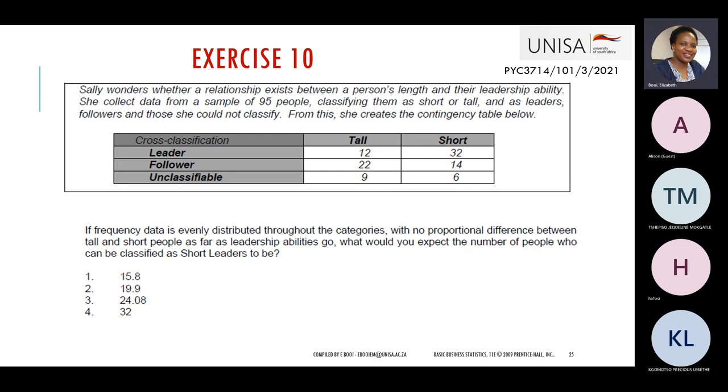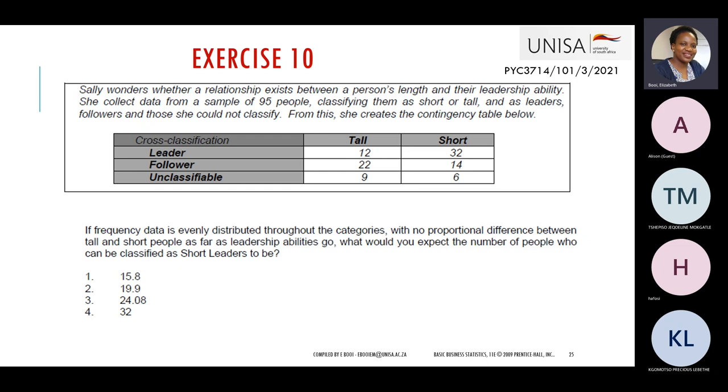Sally wonders whether a relationship exists between a person's length and their leadership ability. She collects data from a sample of 95 people, classified as short and tall, and as leaders, followers, and those she could not classify, which means they are another category in terms of leadership ability. From this sheet, she creates a contingency table.